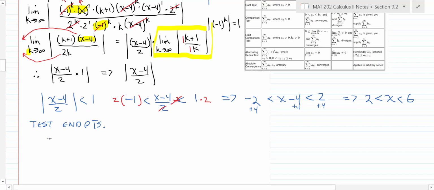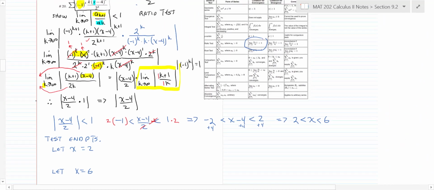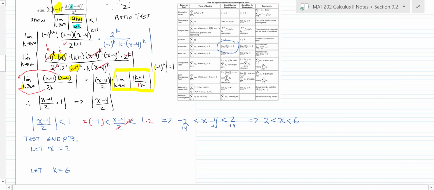What we do is we go ahead and let x equal 2, and then we let x equal 6. Those are the endpoints of that interval. Now I'm going to go all the way back to the original problem. The original problem is this power series right here. Now we're going to test those endpoints and see if we get convergence or divergence.